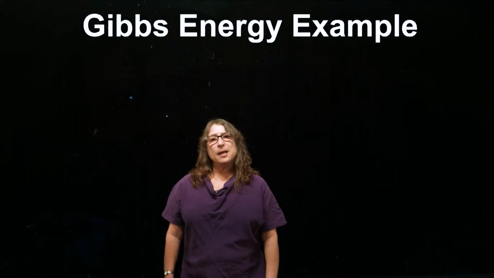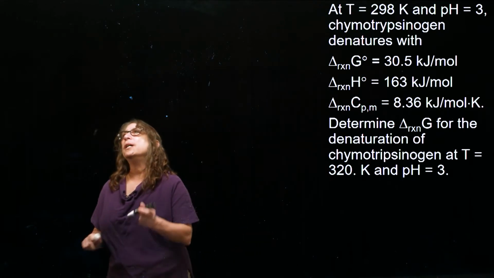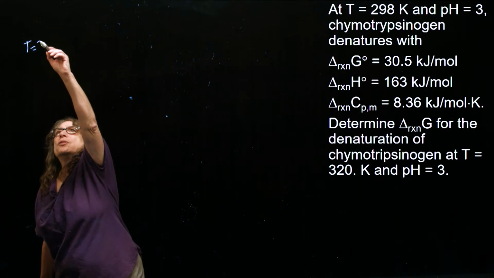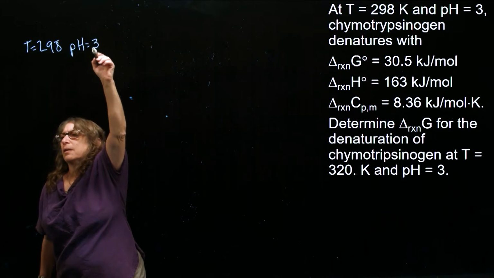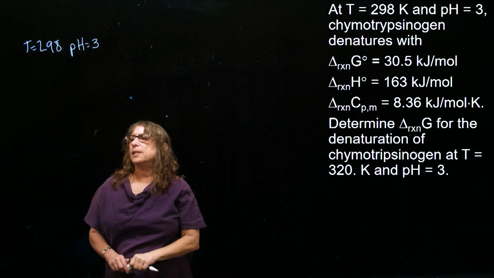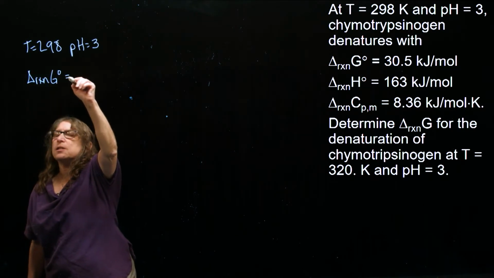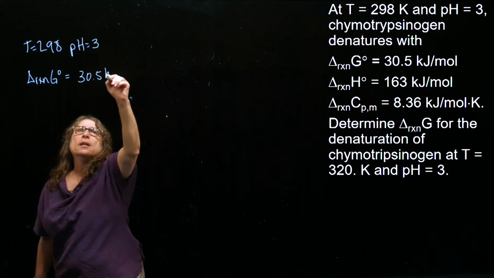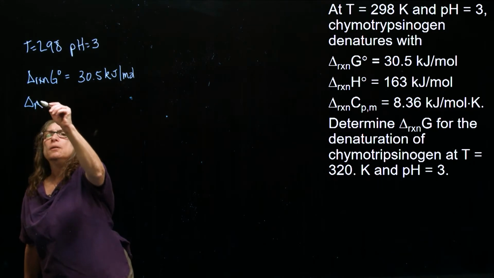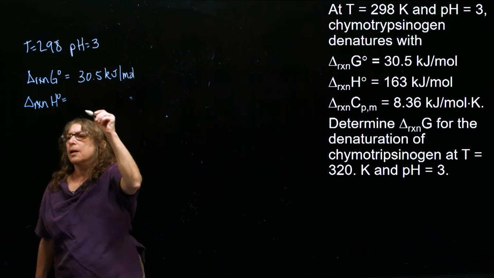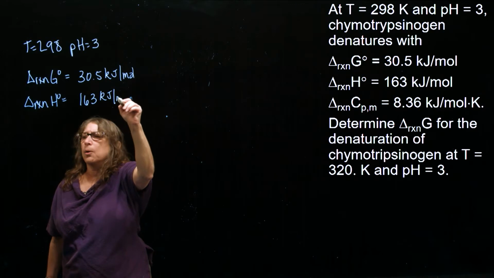This is an example problem involving Gibbs energy at temperature 298. So the temperature is 298 Kelvin and pH 3. Chymotrypsinogen denatures with a delta G of reaction under standard conditions equal to 30.5 kilojoules per mole, and an enthalpy of reaction under standard conditions of 163 kilojoules per mole.